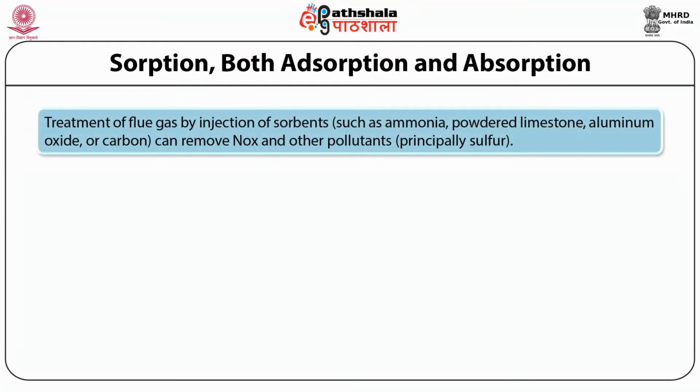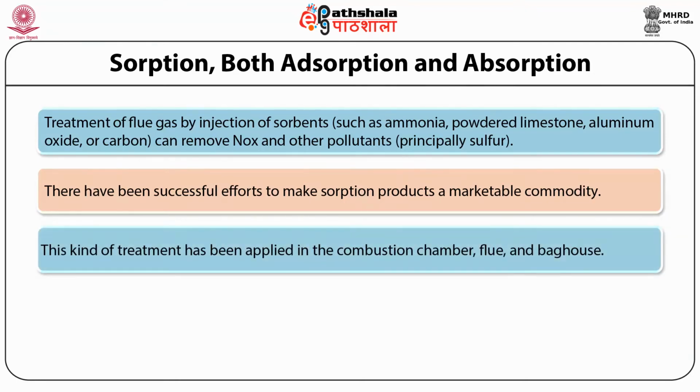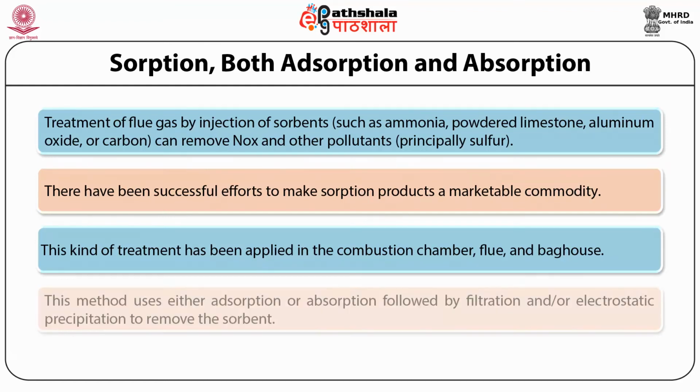The treatment of flue gas by injection of sorbents such as ammonia, powdered limestone, aluminum oxide or carbon can remove NOx and other pollutants, principally sulfur. There have been successful efforts to make sorption products a marketable commodity. This kind of treatment has been applied in the combustion chamber, flue, and the baghouse. This method uses either adsorption or absorption followed by filtration and electrostatic precipitation to remove the sorbent.